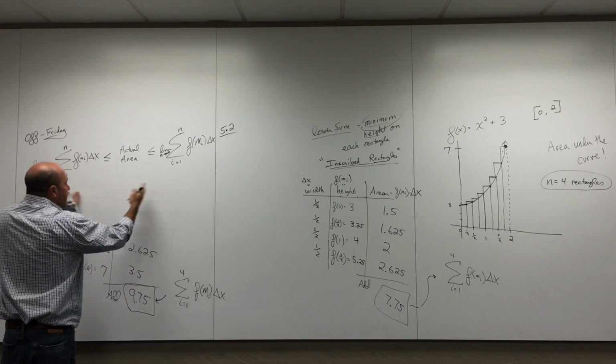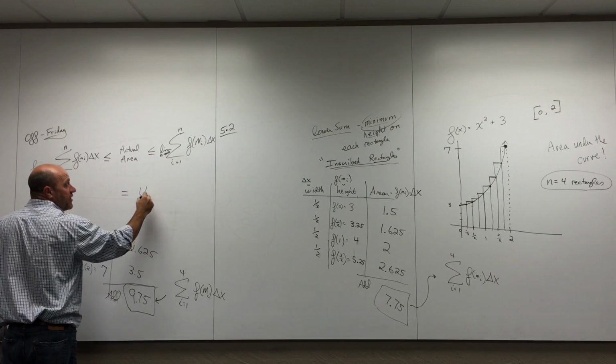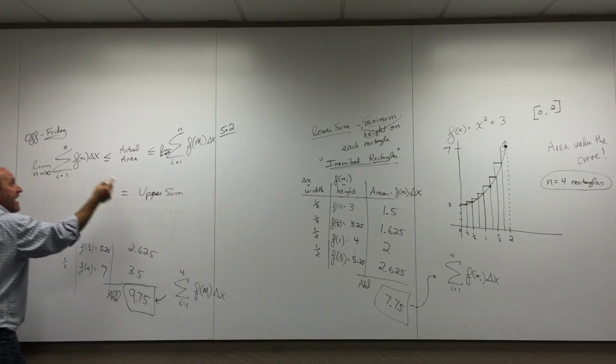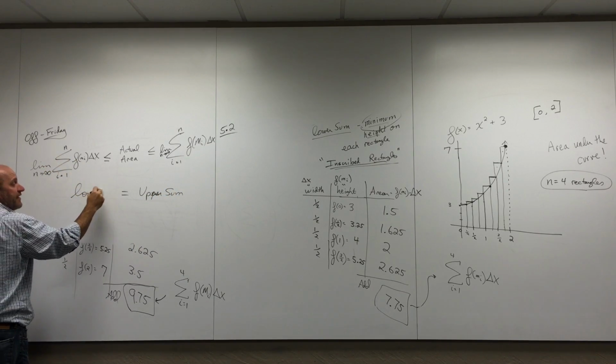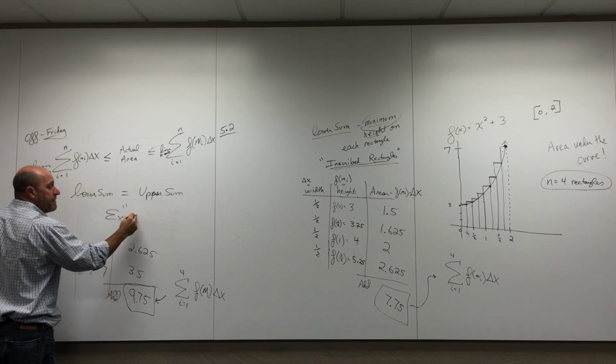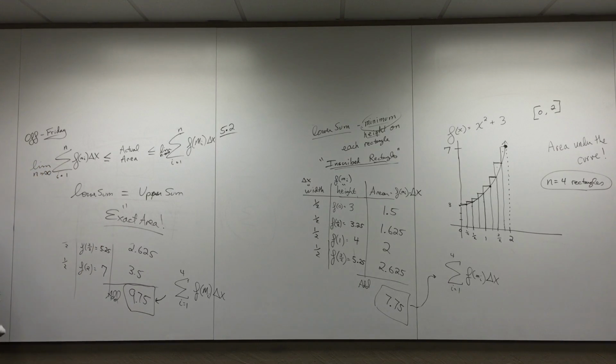You squeeze in, then these things are equal to each other. When you put these limits on here, the upper sum becomes better and better and better. In fact, it equals the lower sum. They're not even estimates anymore. Now they are exact area. So that's it. You just have to do an infinite number of rectangles. Piece of cake.